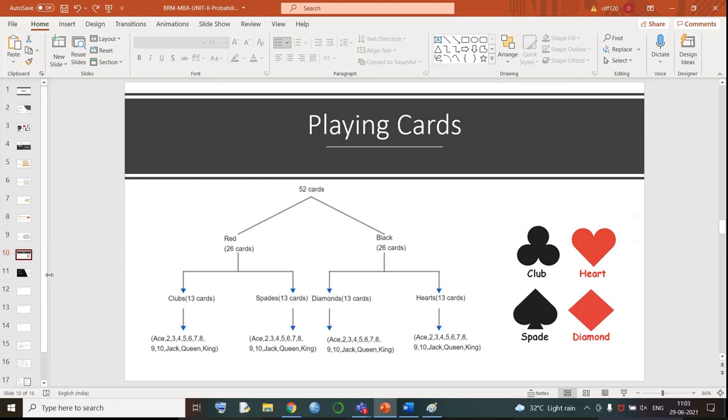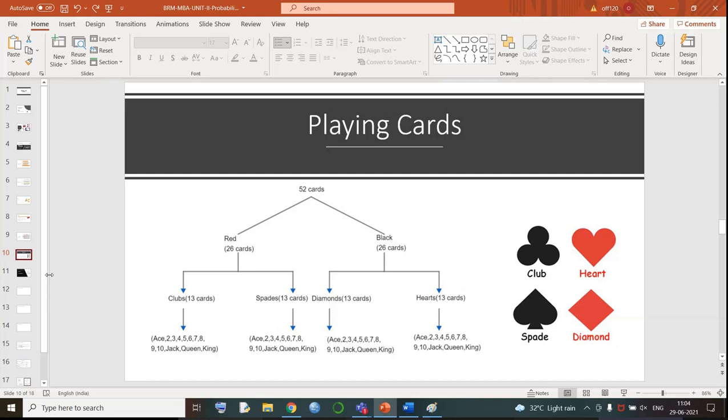Now, most of you might have seen the cards, but you do not have clarity on what type of cards we have, what they are called, how we shuffle them, and how we pick up a card from them. Actually, a deck of cards, deck means 52. A pack of cards is again called 52. Deck or pack always means 52 cards.